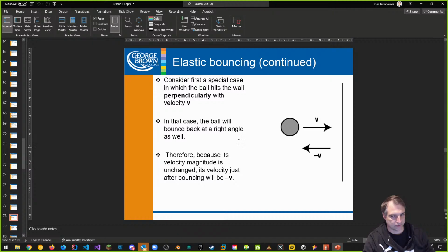So consider the first special case, in which the ball hits the wall perpendicularly with a velocity of v. In this case, the ball will bounce back at a right angle as well, and it'll bounce back in the exact negative v direction. So this is special case number one. Imagine I have a ball and I'm projecting it exactly along the normal of a wall in 3D. It's going to bounce right back at you with the exact same angle. Therefore, because its velocity magnitude is unchanged, the velocity just after bouncing will be minus v.